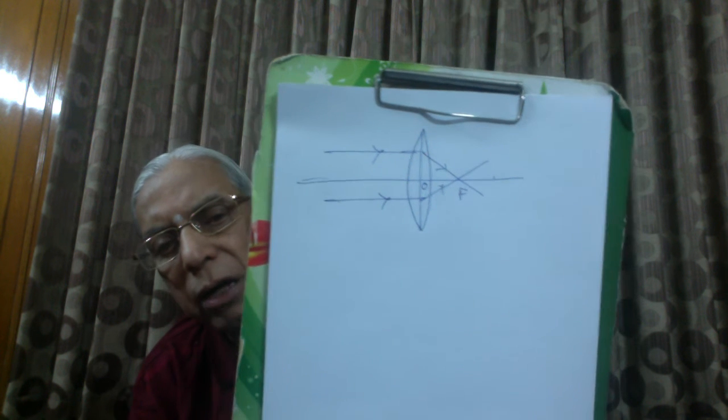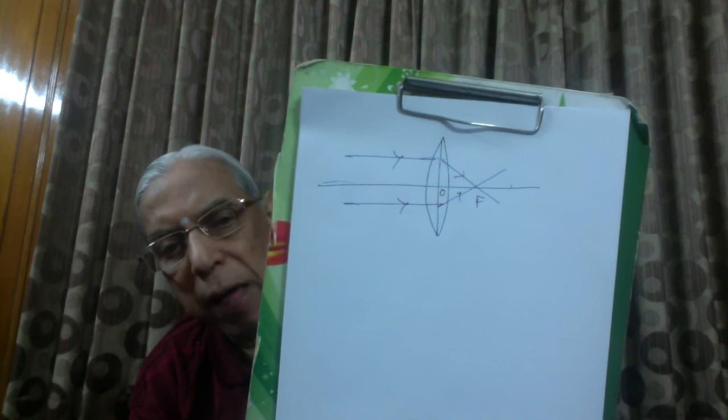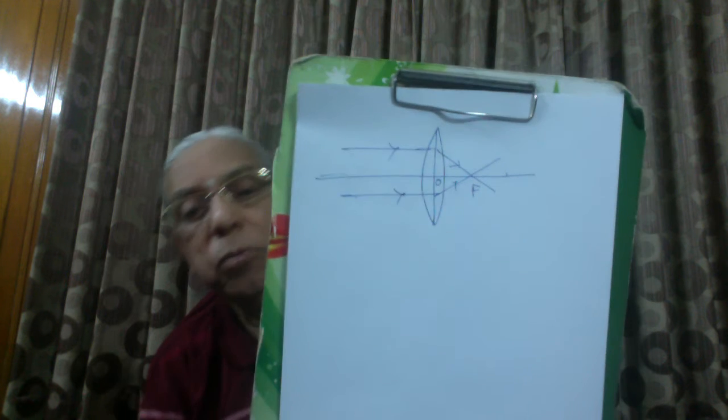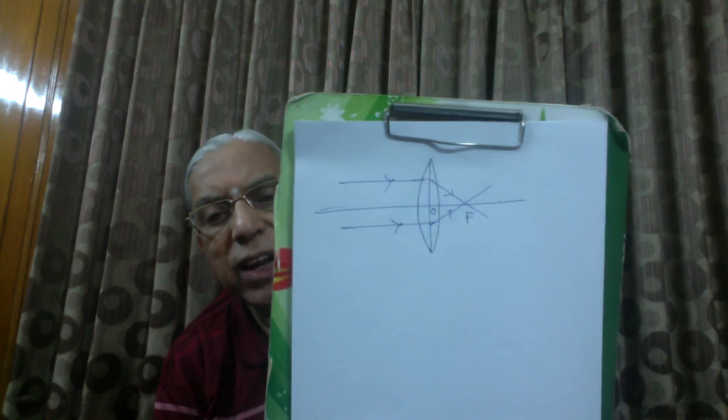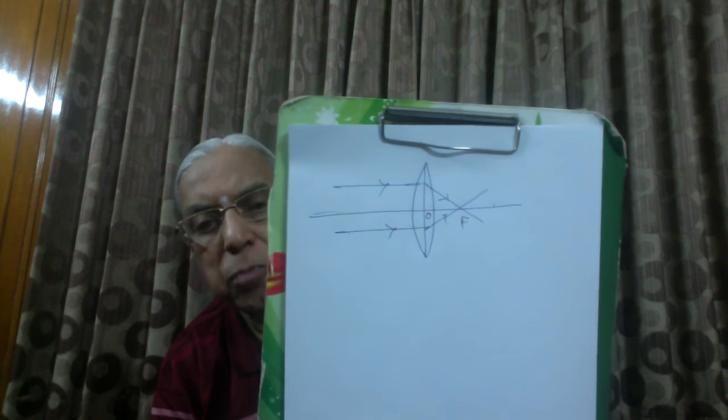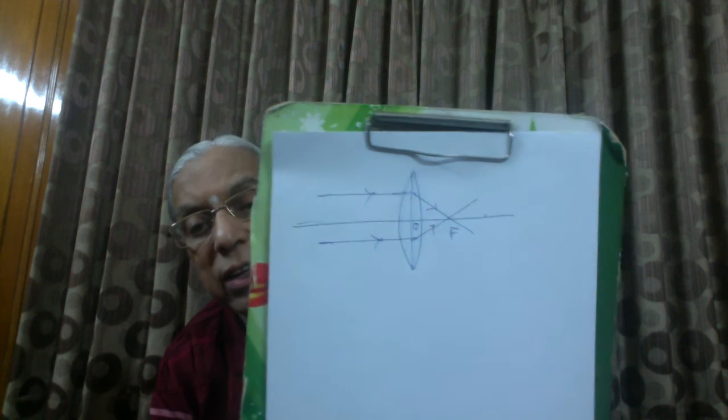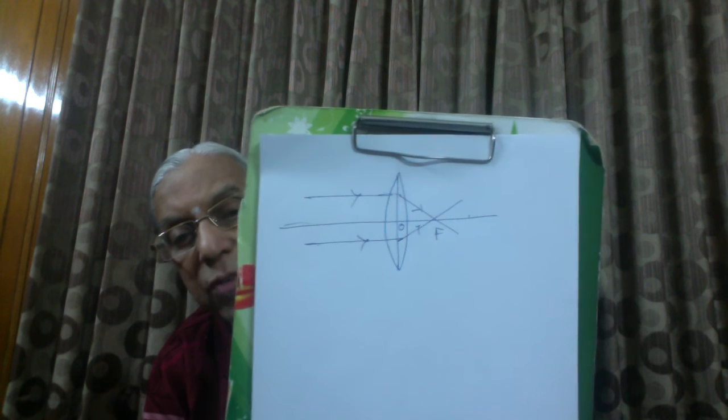Now I consider parallel rays traveling parallel to the principal axis. That is very important. After refraction, they pass through a fixed point on the other side of the lens, that is called the principal focus of a convex lens.